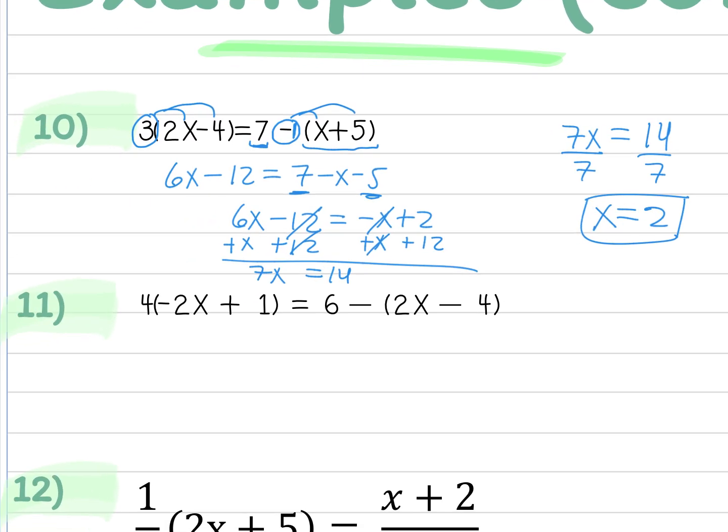Let's try the exact same thing. All right, let's distribute that 4 to everything in the parentheses. And again, that negative you can treat like a negative 1. And I'll just distribute that to everything in the parentheses. All right, and so we end up with negative 8x plus 4 equals, again, that 6 is not attached to that negative, so it's just going to be 6 minus 2x plus 4.